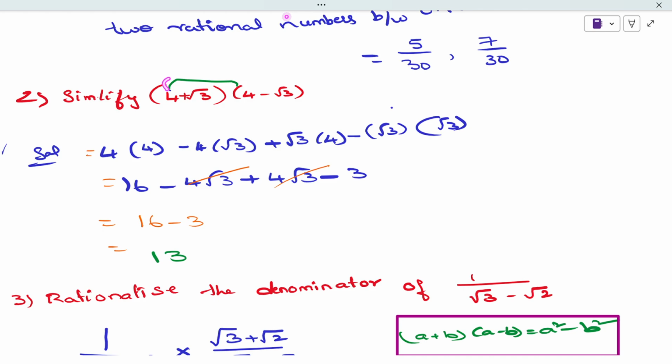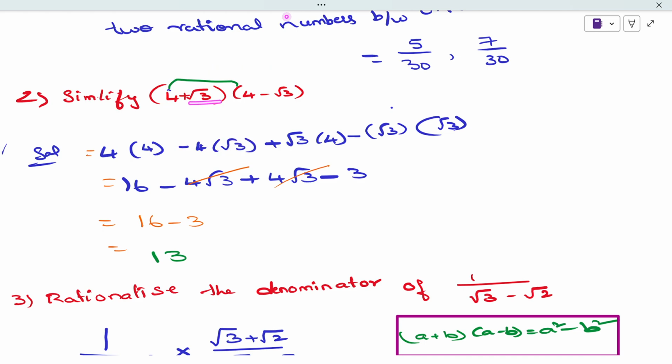First of all, we have to multiply 4 into 4. 4 into 4 we have to write. Next, we go for 4 multiplied by minus root 3. Plus into minus, you will get minus, and 4 into root 3. Like that you have to write.